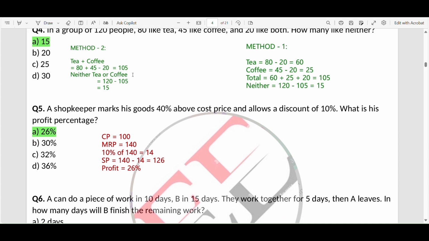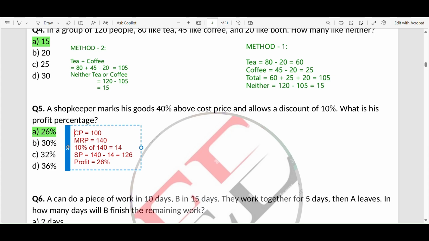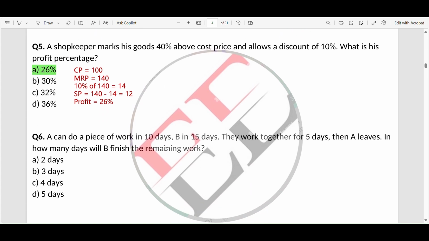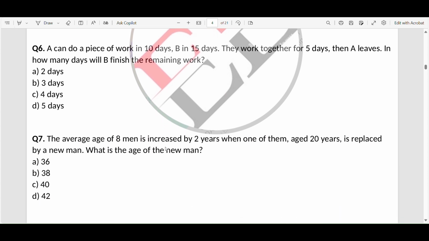That's all about this problem. And question number 5 is also completed. Next, question number 6. A can do a piece of work in 10 days, whereas B in 15 days. They work together for 5 days, then A leaves. In how many days will B finish the remaining work?